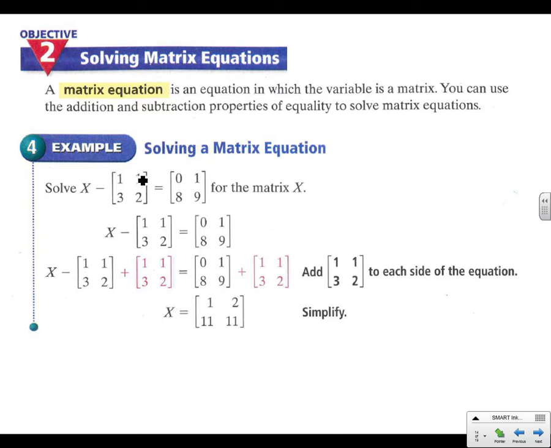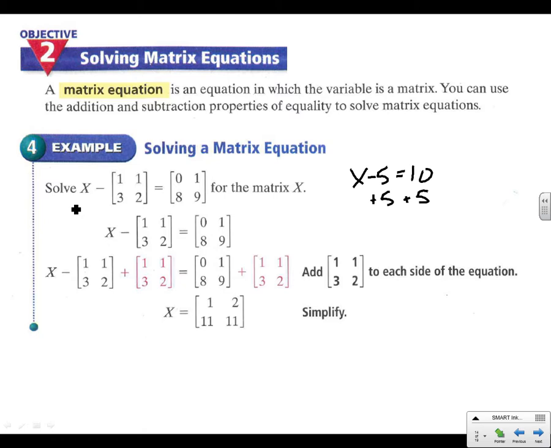Alright, so now we're going to use what we know about addition and subtracting matrices to solve for them. So here's our problem. X minus this matrix equals this other matrix. We want to get x by itself. We're going to do it the same way. If we had this problem, just making one up, if we had x minus 5 equals 10, we would add 5 to both sides. We're going to do the same thing here.